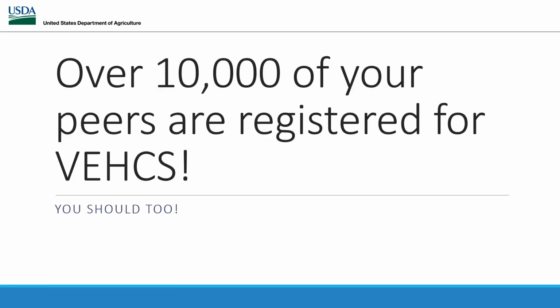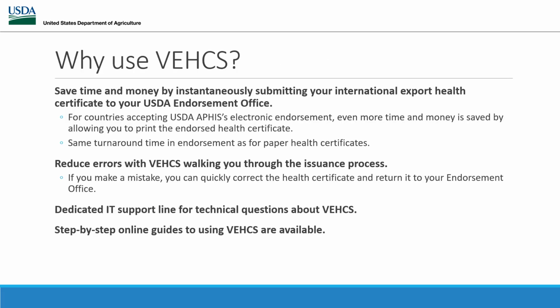VEHCS is becoming an ever more popular tool for accredited veterinarians because it saves you and your client time and money by allowing the instantaneous submission of your health certificates to the USDA Endorsement Office, because neither you nor your client have the time and expense associated with overnight mailing or driving to and from an endorsement office. For countries who accept USDA's digital endorsement, even more time and money is saved because you're then able to print the endorsed health certificate from VEHCS and give it to your client. Do keep in mind that it's only the handoff of health certificates in VEHCS that is instantaneous. The endorsement process remains the same as with paper health certificates, so do not wait until the last minute to submit a health certificate for endorsement.